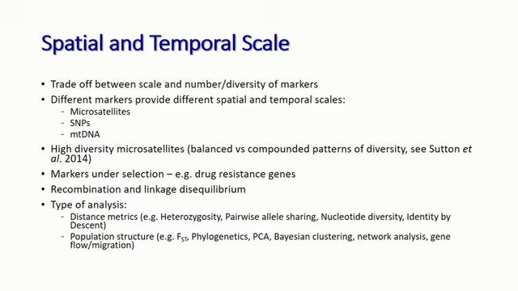And also markers under selection, such as drug resistance genes. How do we actually look at the spread of drug resistance? What's the origin of a particular resistance haplotype that's popped up in a particular geographic area? Recombination and linkage disequilibrium can also impact what markers you choose. And also the type of analysis is really important as well. There's lots of different statistics that we can use to measure diversity and distance and also population structure.